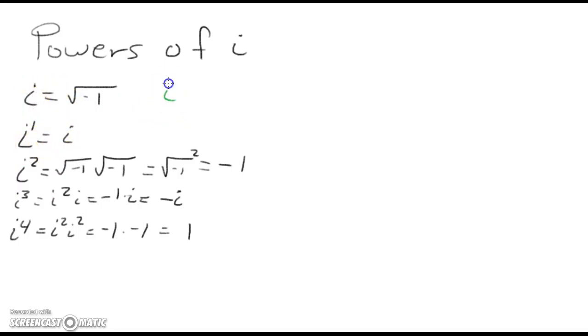So these are the four identities that we're really going to focus on. We have i to the first power is i, i to the second power is -1, i to the third power is -i, and i to the fourth power is 1. So again, those are the four that we're going to focus on.